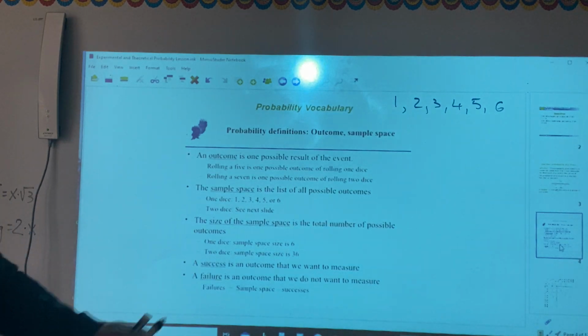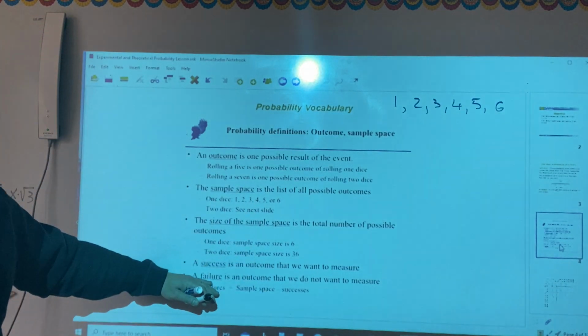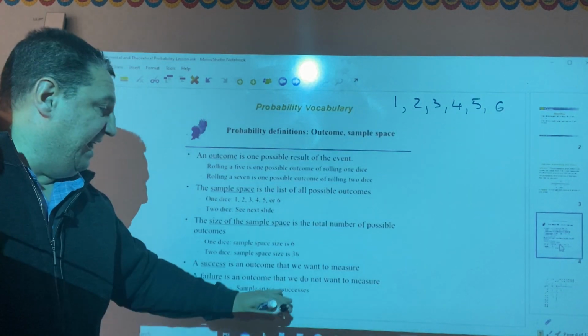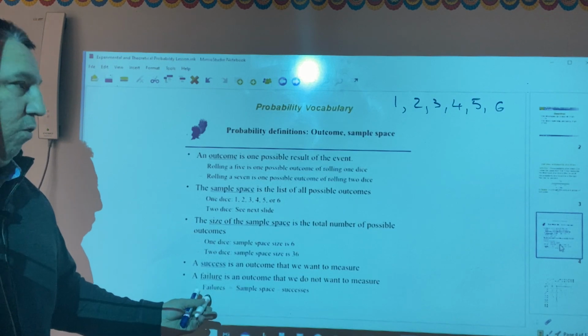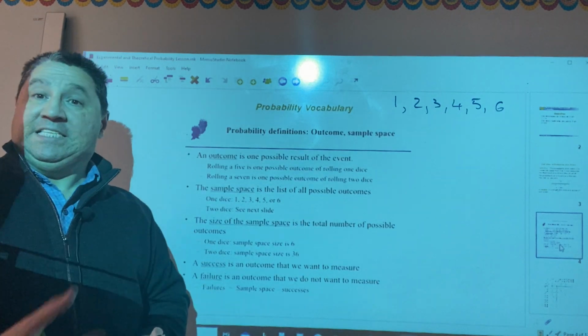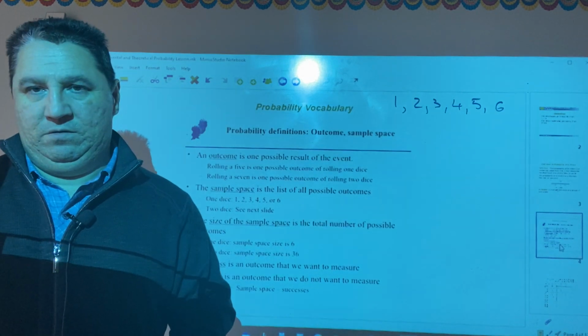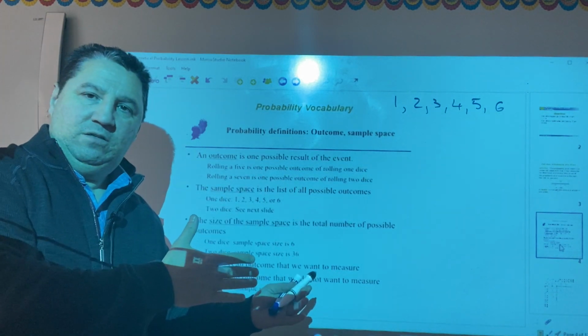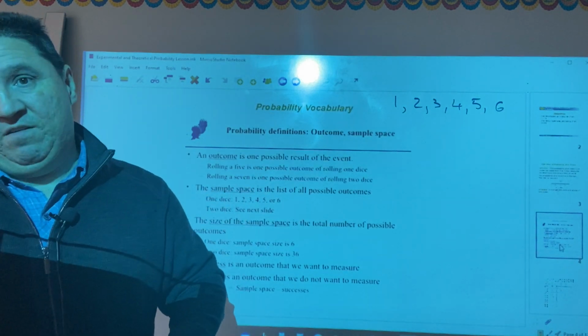A success is an outcome that we want to measure. A failure is an outcome that we do not want to measure. So failures would be the sample space minus successes. Or successes are the sample space minus failures.